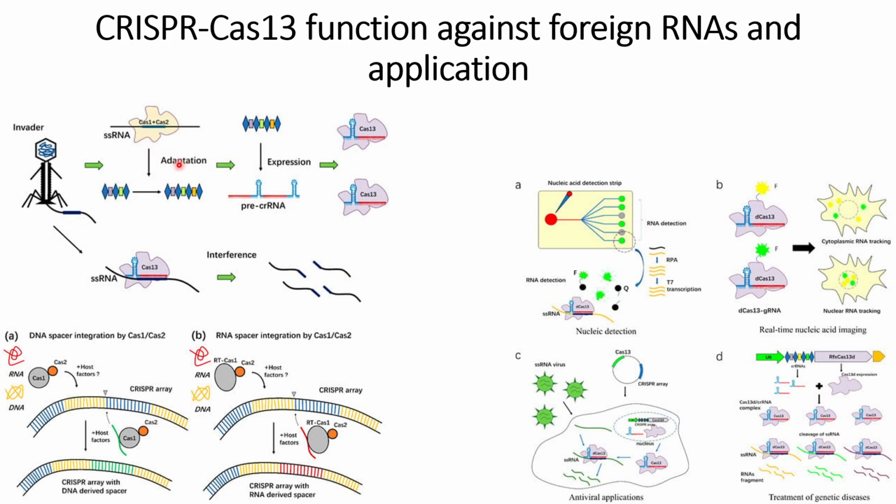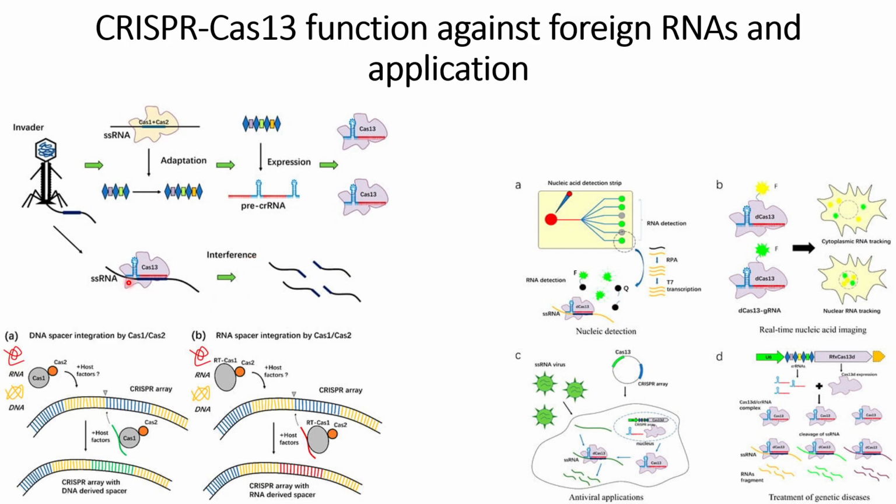Later on, when this invader invades for the second time, the genome part that has already been integrated into its system will get expressed and combine with the Cas13 system. This time, this complex interacts with the ssRNA injected by the invader and helps in breaking down this ssRNA, and this process is known as interference.